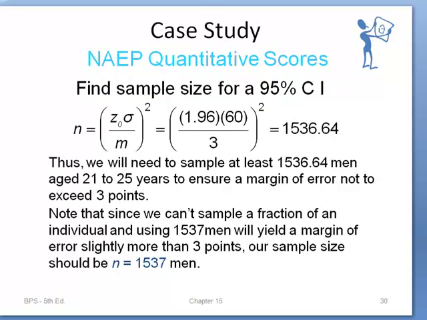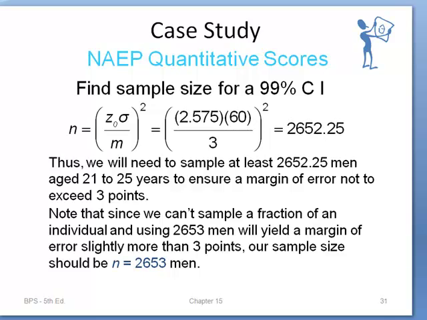Let's take that same example and do it for a 95% confidence interval. How large would our sample size have to be for a 95% confidence interval to be within 3 points? Well, we know our critical value for a 95% confidence interval is 1.96. Our standard deviation isn't going to change, the population standard deviation of 60, and divide that by 3. When you square that, you get 1,536.64. We go to the next greatest integer, so our sample size is 1,537. That would ensure a 95% confidence level with no more than 3 points as a margin of error.